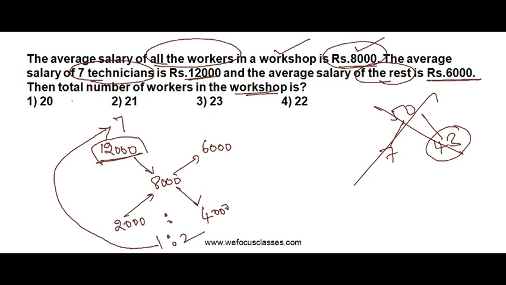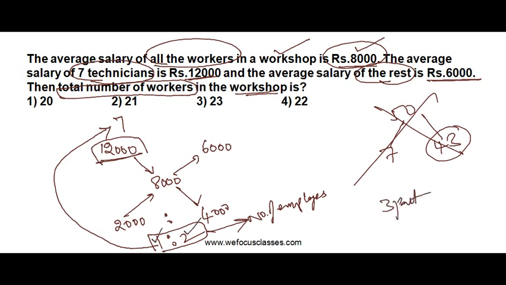Now he is asking us to find the total number of workers. So whatever ratio you are getting here, this ratio is related to the quantity. What is the quantity here? Number of employees. So you are getting the ratio of the number of employees. So in total how many parts of employees are there? This is 1 part, this is 2 parts. So totally there are 3 parts of employees. But it is already given that this 1 is related to 7, means this 1 part is equal to 7 employees. Then what about 3 parts? This is equal to 21 employees. So in total there are 21 employees.